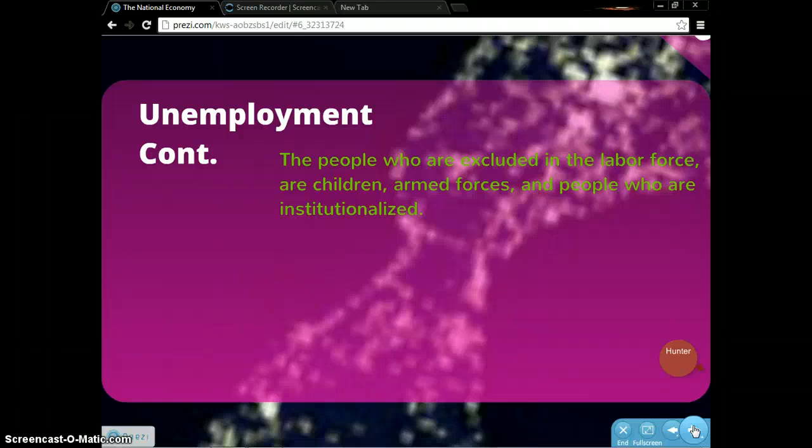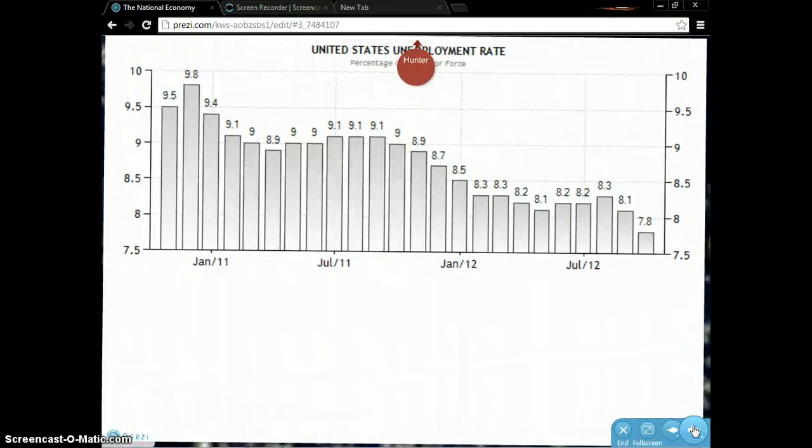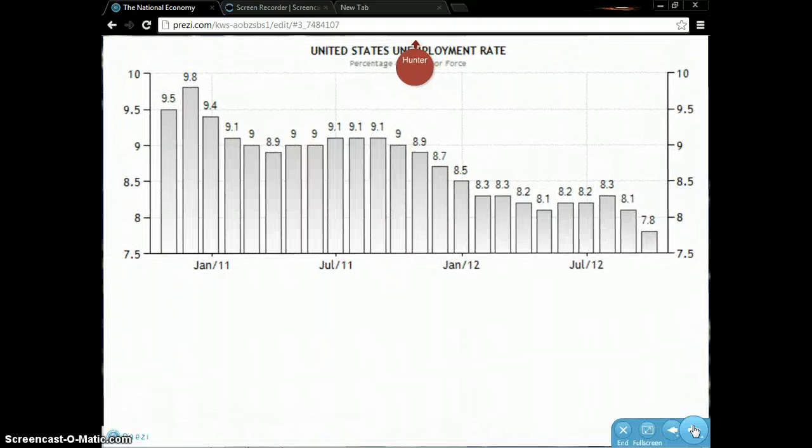Unemployment definition: the people who are excluded in the labor force are children, armed forces, and people who are institutionalized. And here's our graph.